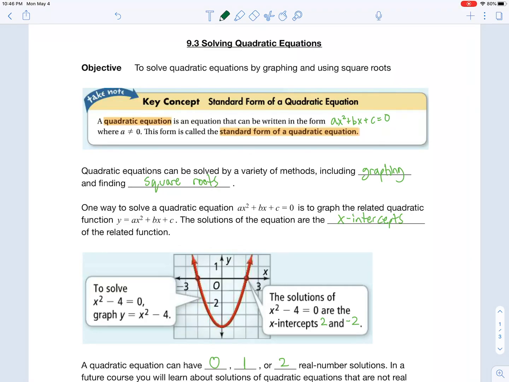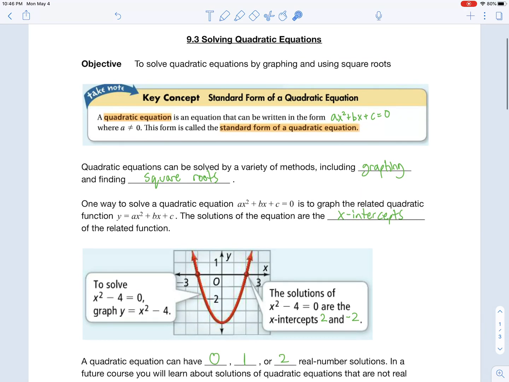In section 9.3, we're moving on from just graphing quadratic equations. Now we're going to start solving those. So first of all, what we're talking about as a quadratic equation is taking this form, ax squared plus bx plus c. And if we want to find solutions, we're always going to set that equal to 0. And we're also going to see what that looks like in a graph.